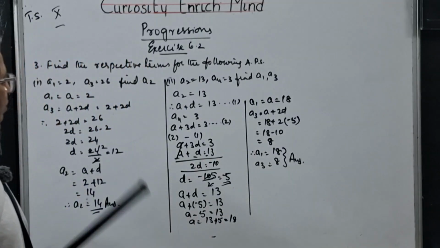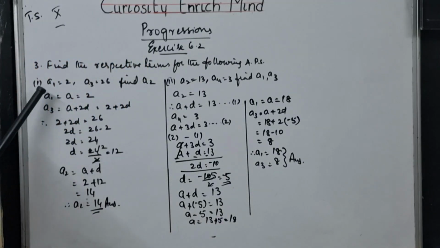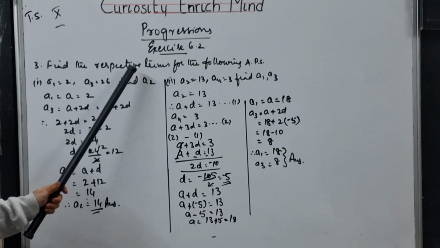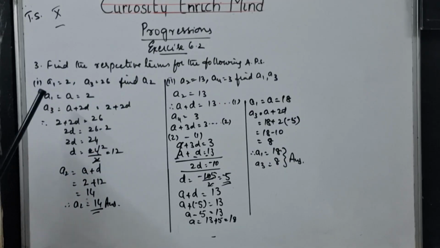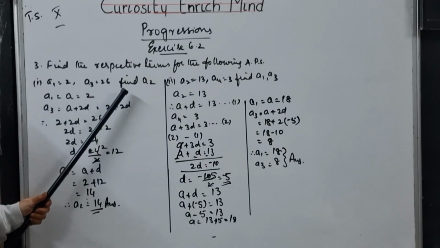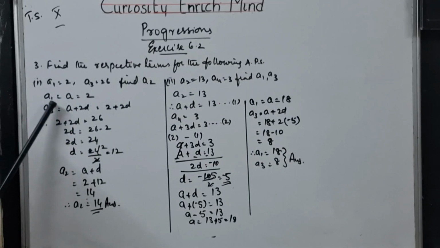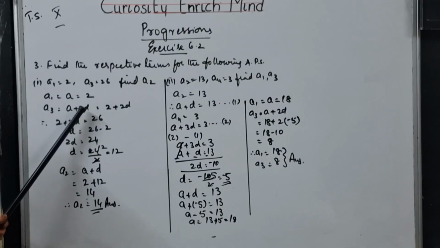So, let us see once again. See, they have given in the question: find the respective terms. Which term they have asked that you need to find out. First one, they have given A1 is 2, A3 is 26. Find A2. A1 is nothing but A, that is 2. A3 means A plus 2D.